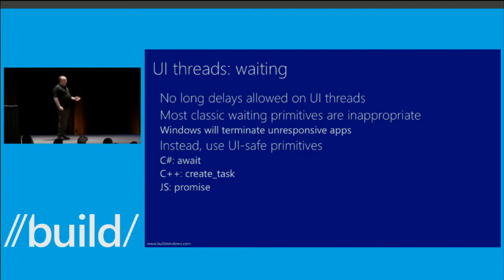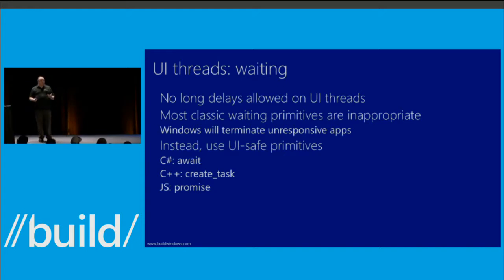And most of the blocking primitives you're used to, like WaitForMultipleObjectsEx if you're in Win32, or task.wait if you're in C#, all those things are not appropriate for the UI thread. Instead, you need to use a UI thread appropriate wait. In C#, that's the really great await feature. We love that feature. It's a really great way to do async operations. In C++, that's the create task feature in the PPL library. In JavaScript, it's the promise stuff.